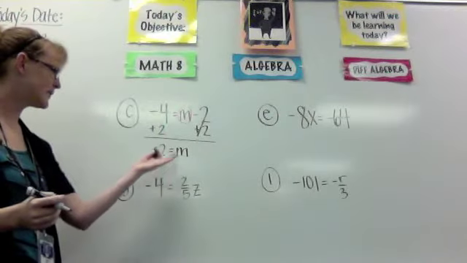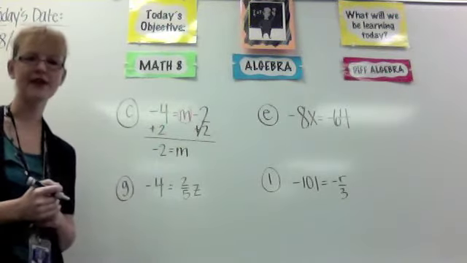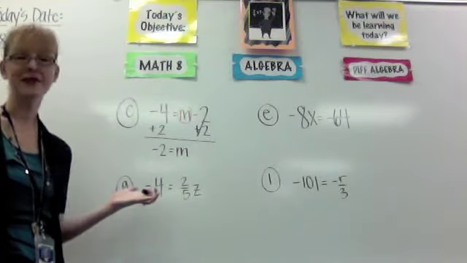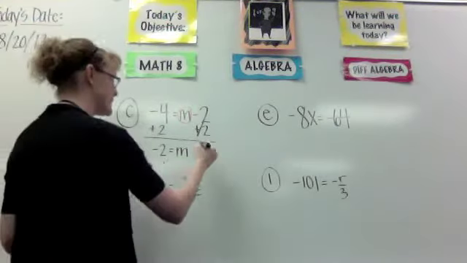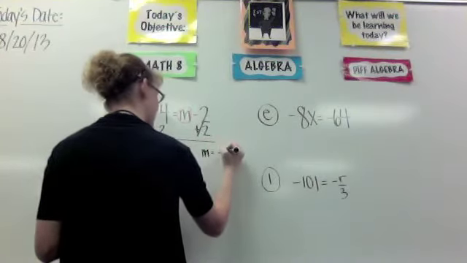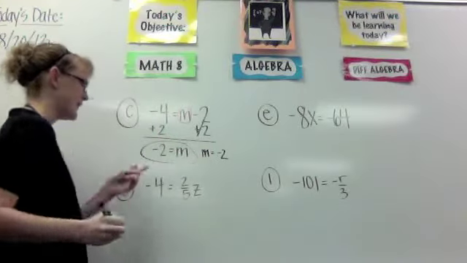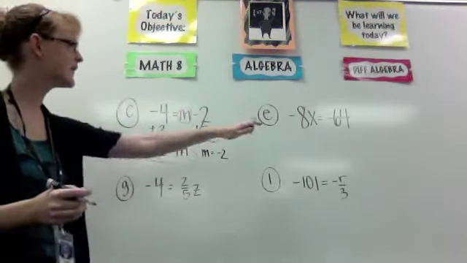My answer, my solution, m equals negative 2. If that bothers you to have the variable on the right side, you can flip this around and write m equals negative 2. I'm fine with this as our solution. Let's look at example E.